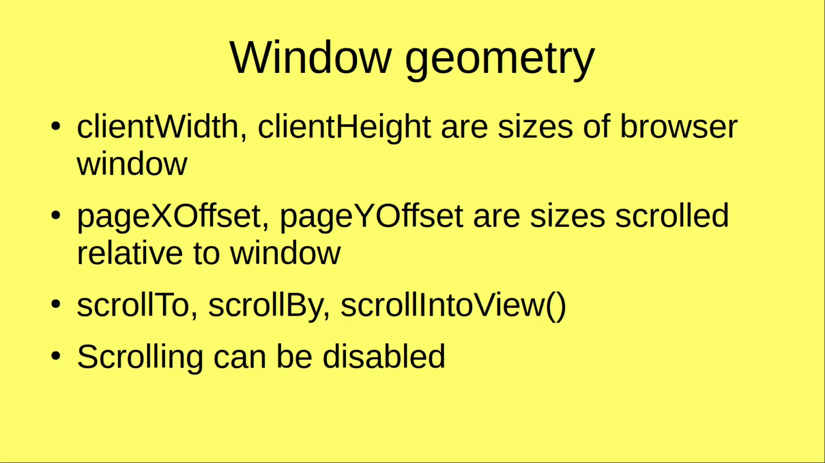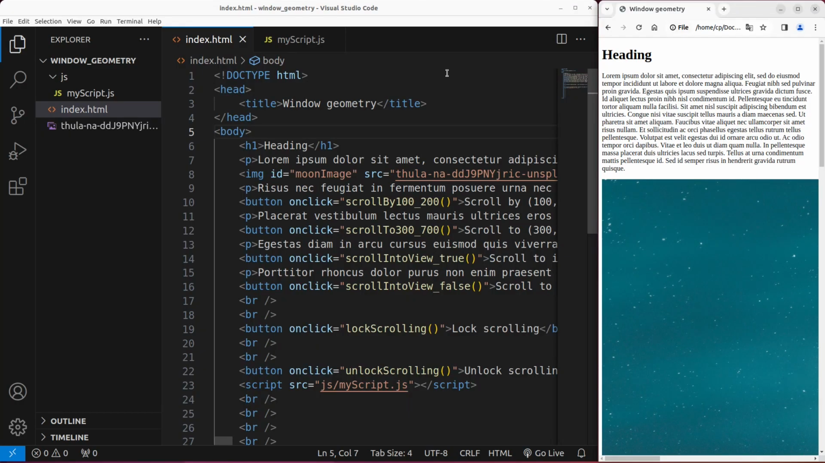Also, I will tell you the meaning of the scrollTo and scrollBy function, and I will tell you the scrollIntoView function that can help us scroll the element to a certain position. And finally, I can tell you that the scrolling can be disabled. Now, let us see the HTML file first.